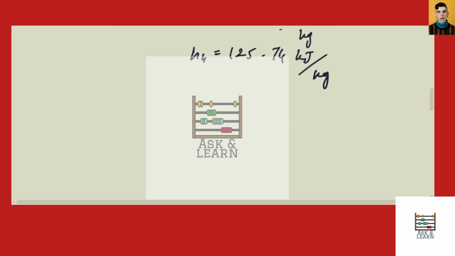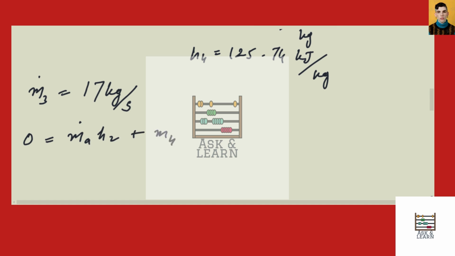Next, we can take the energy balance equation and solve it for the needed mass flow rate Ma. For the calculation, we will need the given mass flow rate of water, that is M3 is equal to 17 kg per second, that is 0 is equal to Ma H2 plus M4 H4 minus Ma H1 minus M3 H3.